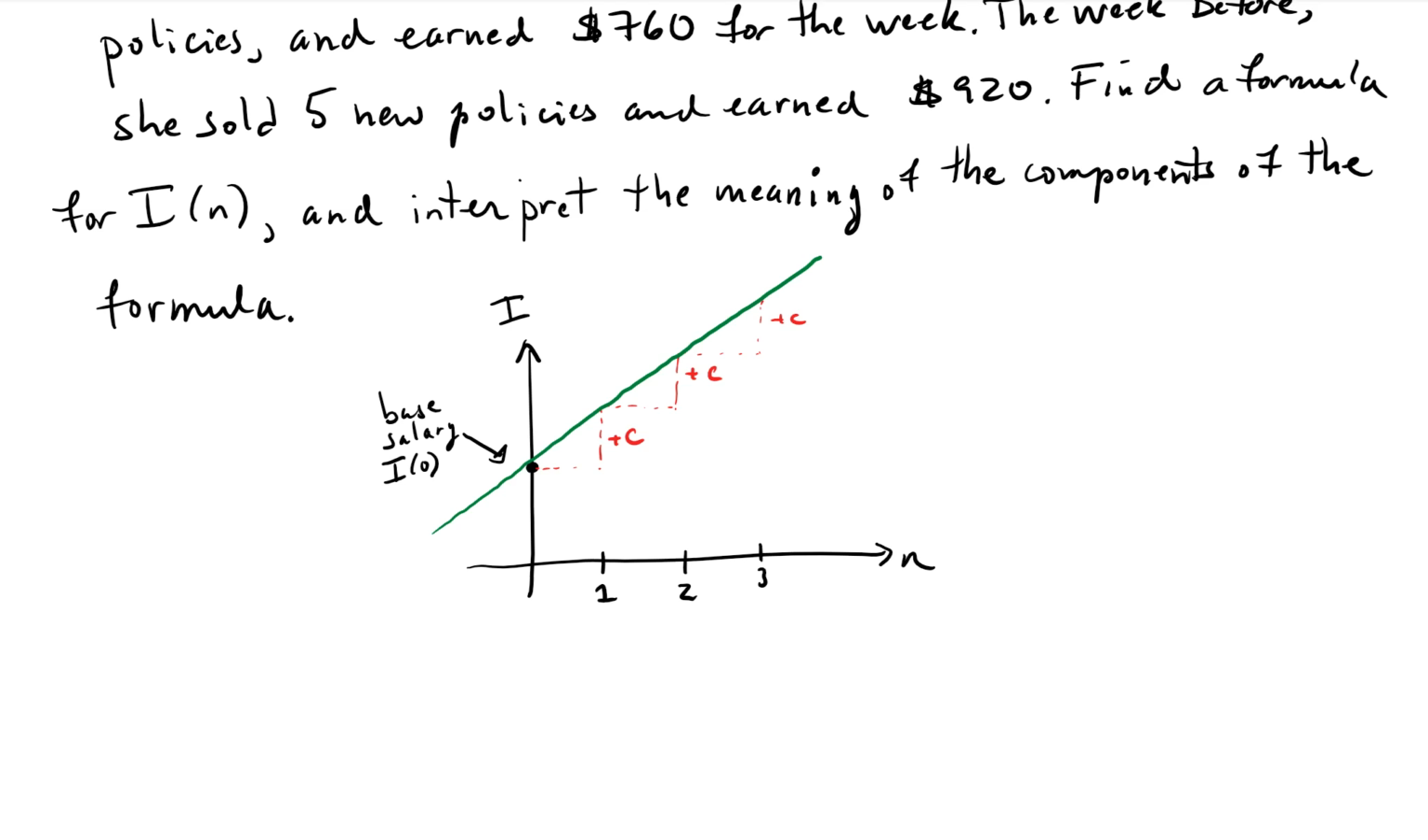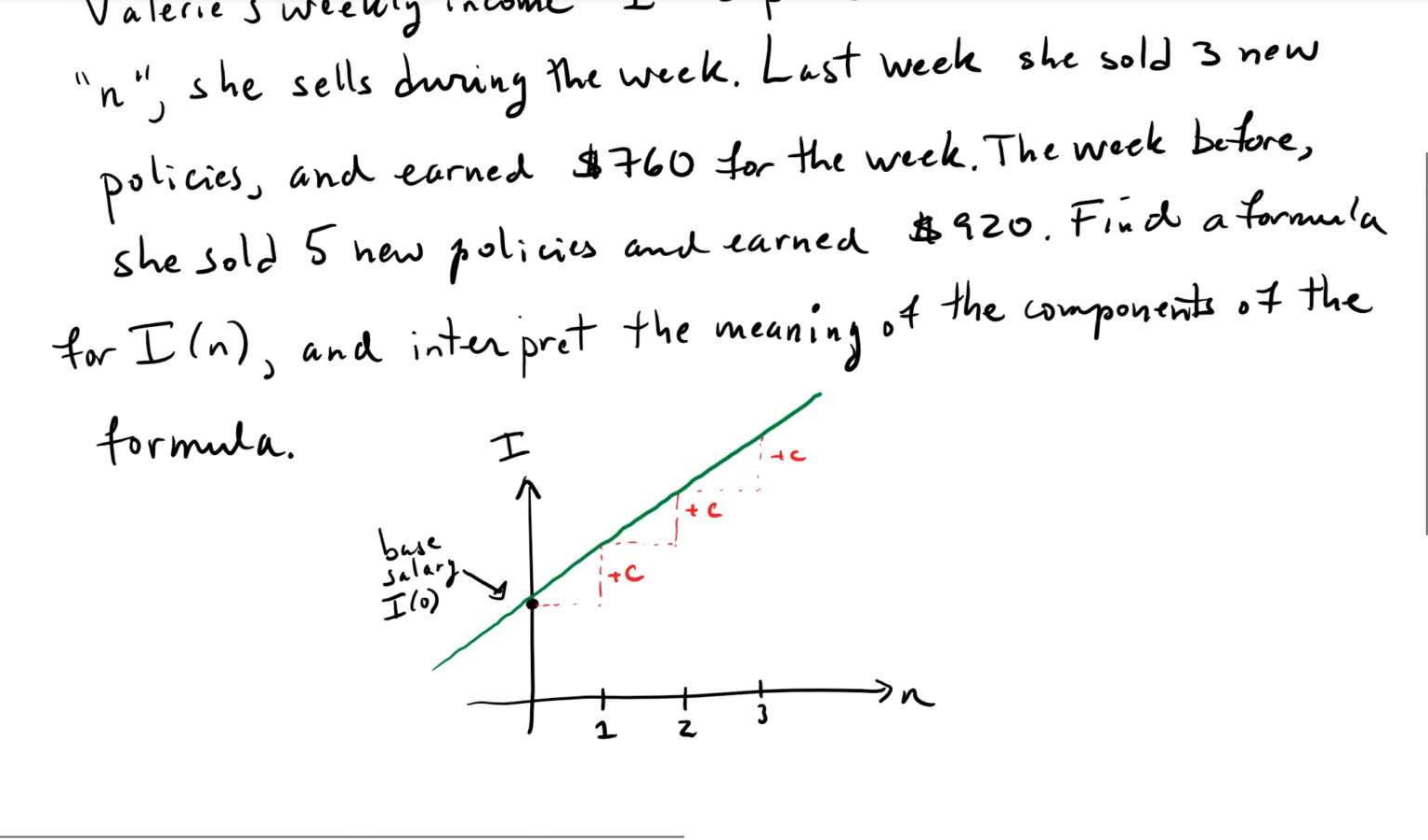Now, what are we given here? We're given information about what our income is as a function of the number of policies sold, and we've got basically 2 data points. We've got 2 values of N. The week before she sold 5 policies and her income was 920, and then she also sold 3 policies on a given week, and she earned 760. Notice that time here is not a variable in this problem. Time is just there to tell us what happened this week and the previous week. But it's I, income, as a function of N, number of policies sold. So time is not part of this function.